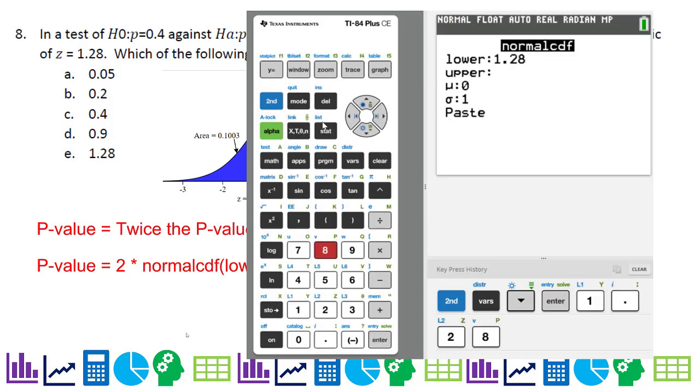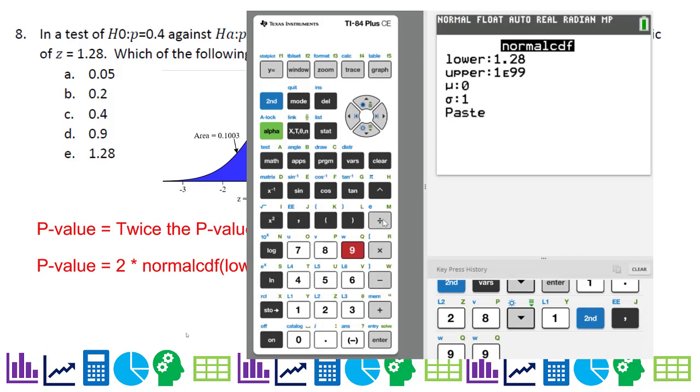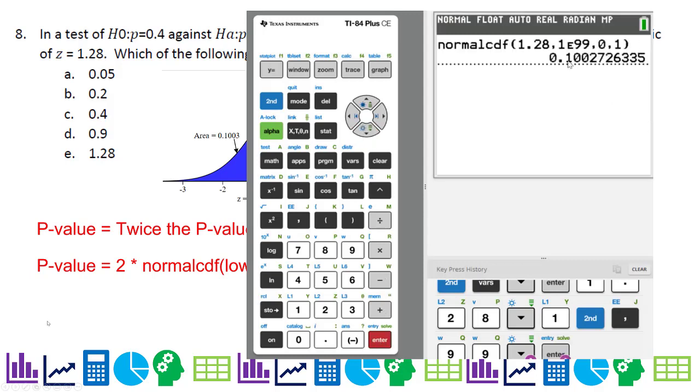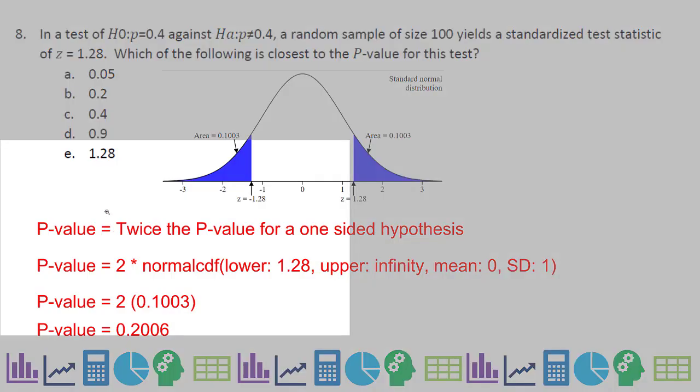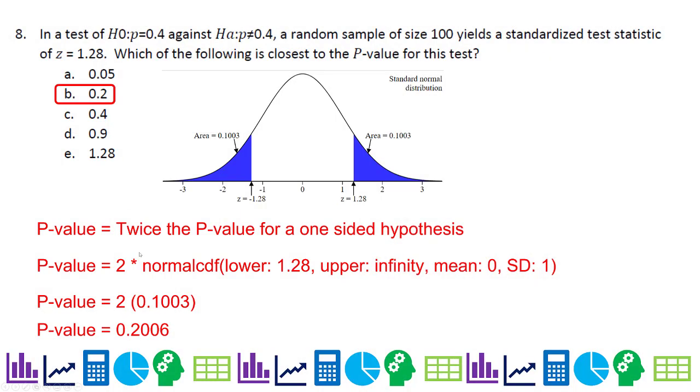So it's 1.28 for my lower. And then I have 1, and then you hit the second comma button, then 99, and that's infinity. We're using a standardized curve since we're using a Z-score, so I just hit enter and paste. And you can see I get the matching answer to the Staplet, 0.1003, so really 0.1. So we just double that 0.1003, which gives us 0.2006, which is very close to our answer. There we go, 0.2. All right, that was interesting.